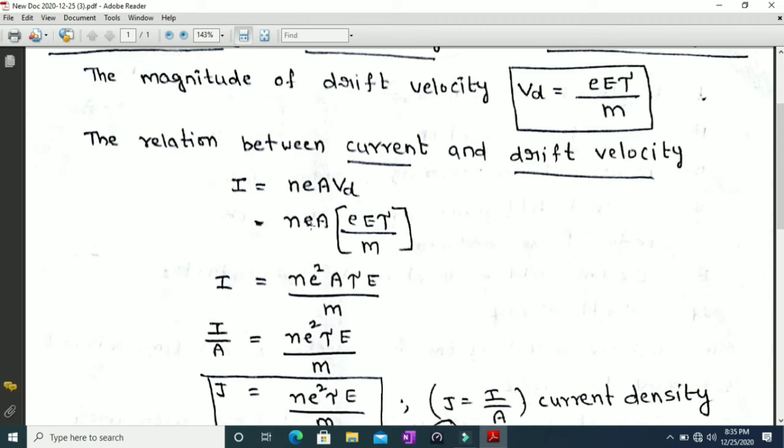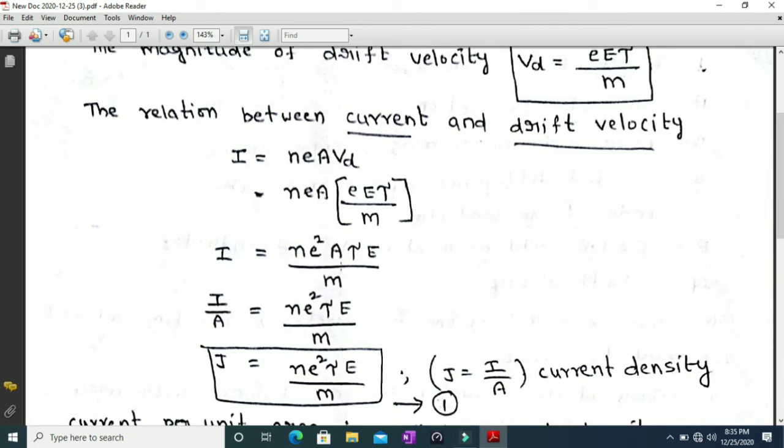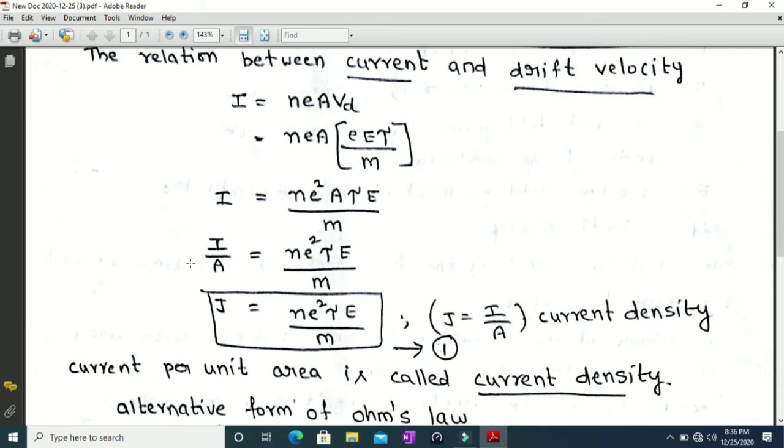Here e into E gives e square. Now I is equal to n e square, remaining as it is, A tau E over m. This is an expression for electric current. Next, let us take this A, the area of cross section of the conductor, to this side. It gives I over A, which is equal to n e square tau E by m. Here I by A can be written as J.